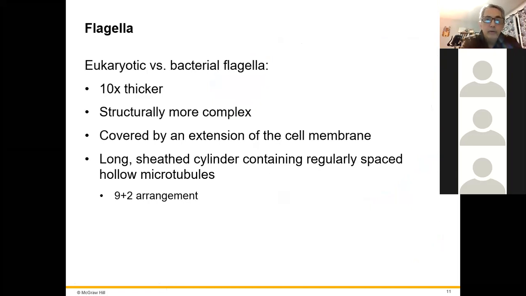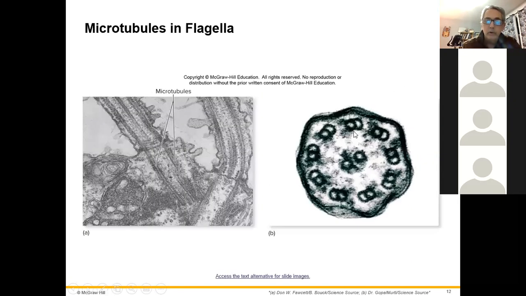So eukaryotic flagella are thicker, more complex, and can even be covered by an extension of the cell membrane. They have these long sheaths, hollow cylinders, microtubules in a 9+2 arrangement. So if you took a cross section of a flagellum in a eukaryote, you would see 2 tubes here, and then you see this arrangement of 9. So that's why they call it the 9+2 arrangement.